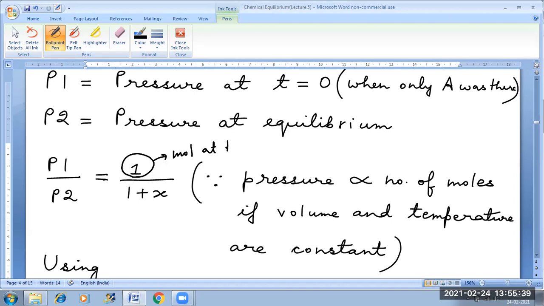Moles at T equal to 0, and this is moles at equilibrium. That is moles at T equal to T. So the ratio of pressures will be equal to the ratio of moles because volume and temperature are constant. So I can write P1 upon P2 is equal to 1 by 1 plus x.